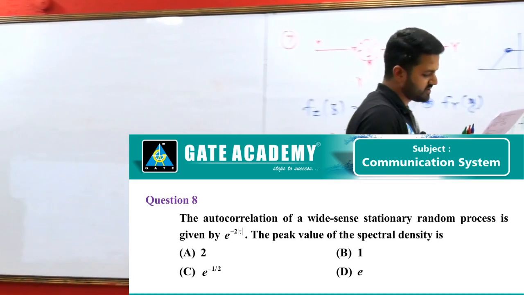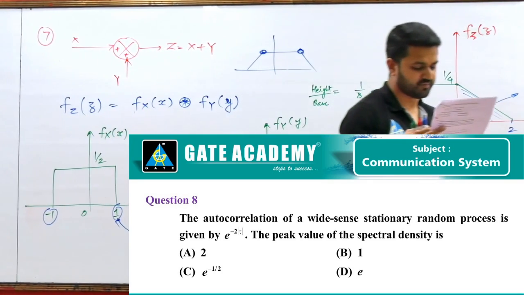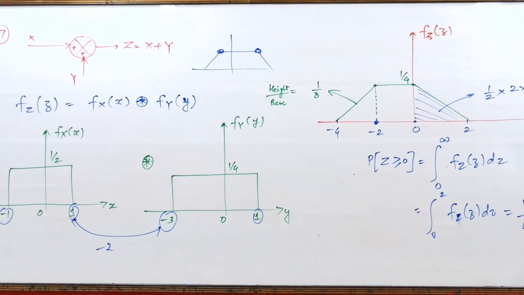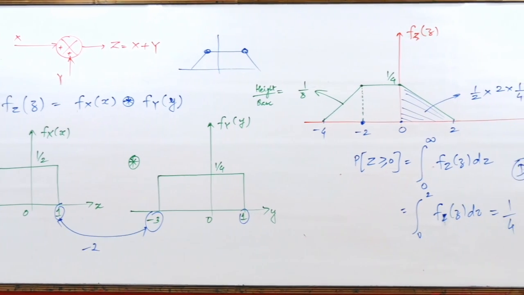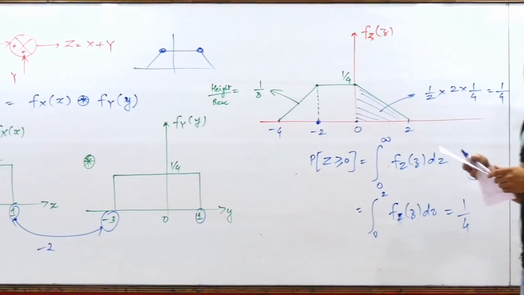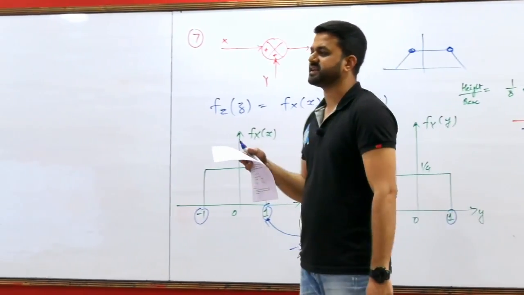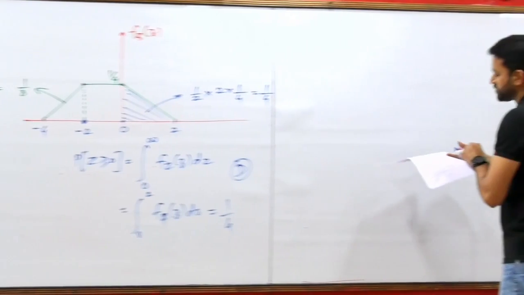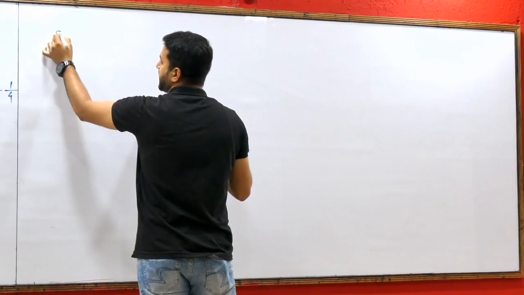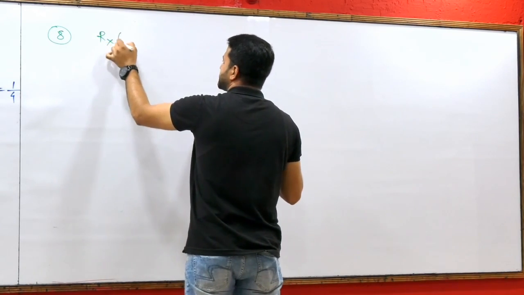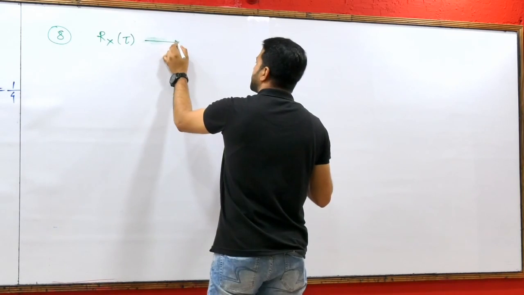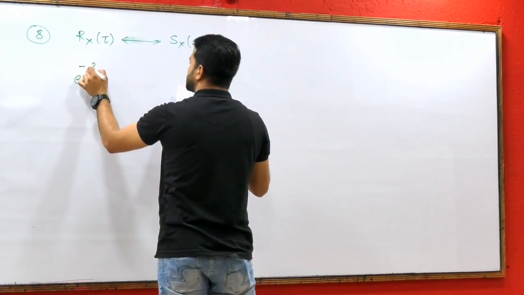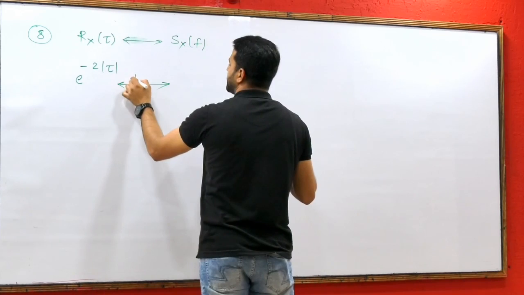So the question is, the autocorrelation of a wide sense stationary random process is given by e to the power -2 mod tau. The peak value of spectral density is, this is the property that Rxx0 should be greater than equal to Rxx of tau. Okay. So we also know that the autocorrelation function and power spectral density are Fourier transform pair. Okay. So e to the power minus 2 mod tau is its Fourier transform.